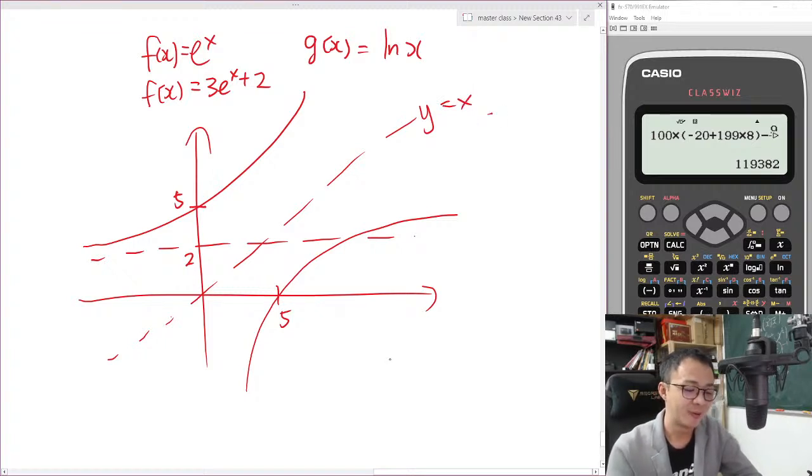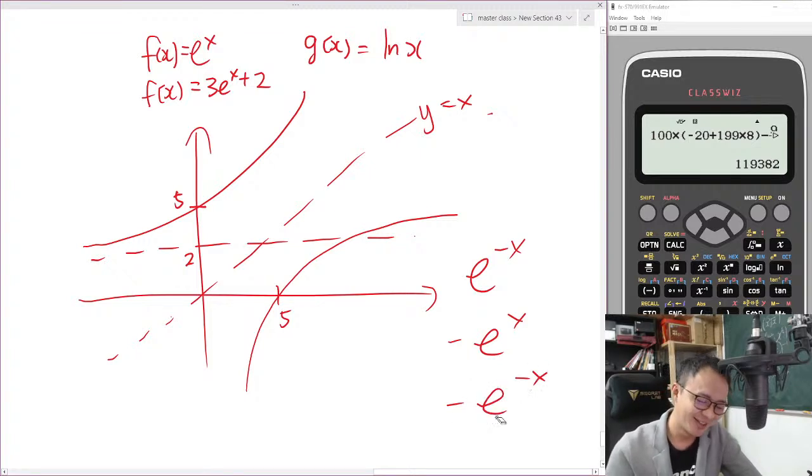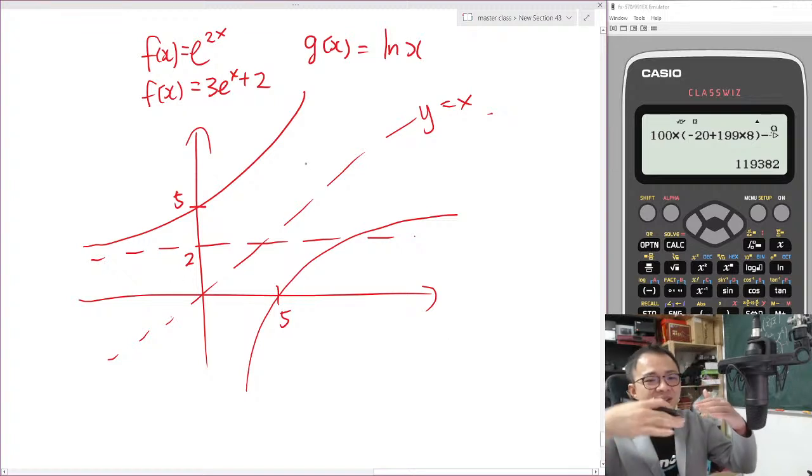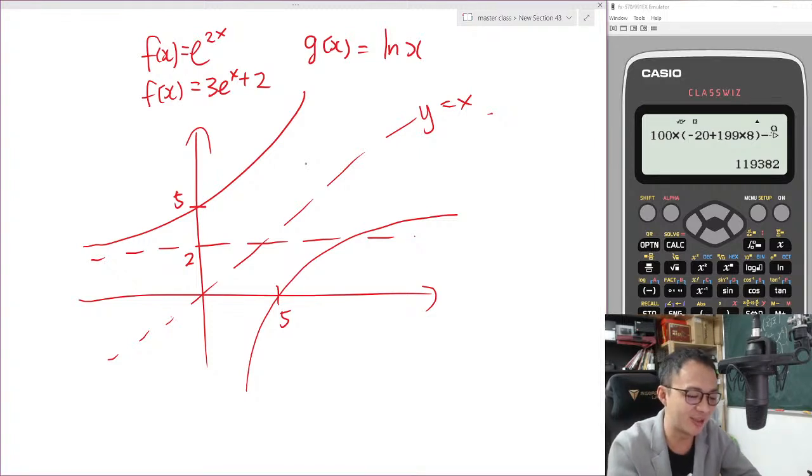But if the examiner wants to make the question harder, they can give you e power of negative x, negative e power of x, or negative e power of negative x. But so far in IGCSE, I don't see any negative power asking you to sketch a graph. Even though it's 2x, the graph still looks like this, just a bit taller. It's still the same pattern, so you don't need to worry. You just need to know what happens to the 2 here.